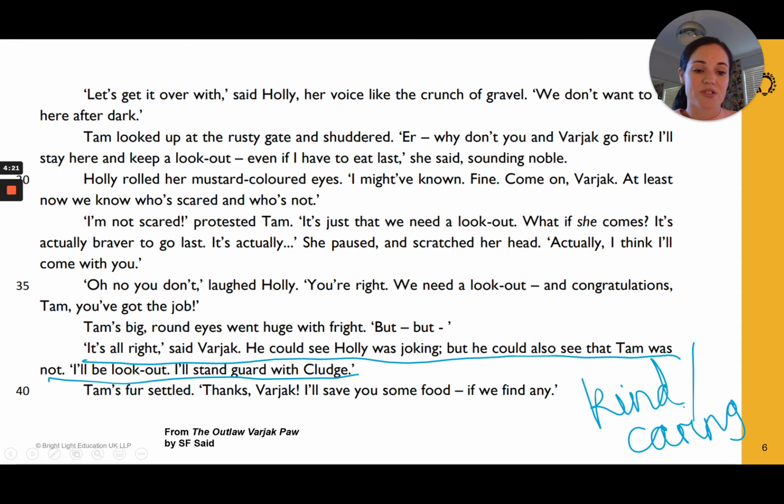And right down at the bottom in blue, I've noticed something that Varjak does and something that he says. "It's all right," said Varjak. He could see Holly was joking, but he could also see that Tam was not. "I'll be lookout. I'll stand guard with Cludge." Now, this is when Tam is really terrified. And so Varjak notices this and so offers to stand guard rather than Tam, who didn't want to, clearly. So this shows his sort of kind and caring side to his personality. So again, I've just jotted down a couple of character traits in the margin there.